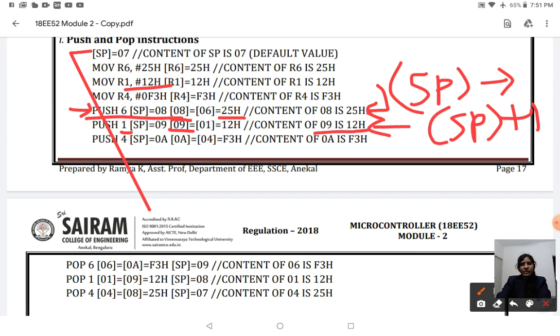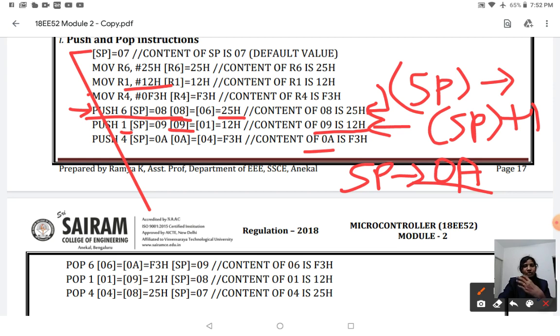After executing this instruction, the content of the stack pointer is going to be 09, and the next one is 0A. Now the content of the stack pointer is going to be 0A. Push 4 means whatever you have in R4 will be pushed onto this particular address. So F3 will be stored in address 0A. So that is your push instruction, that is, to store the data onto the stack, you will be using the instruction push.